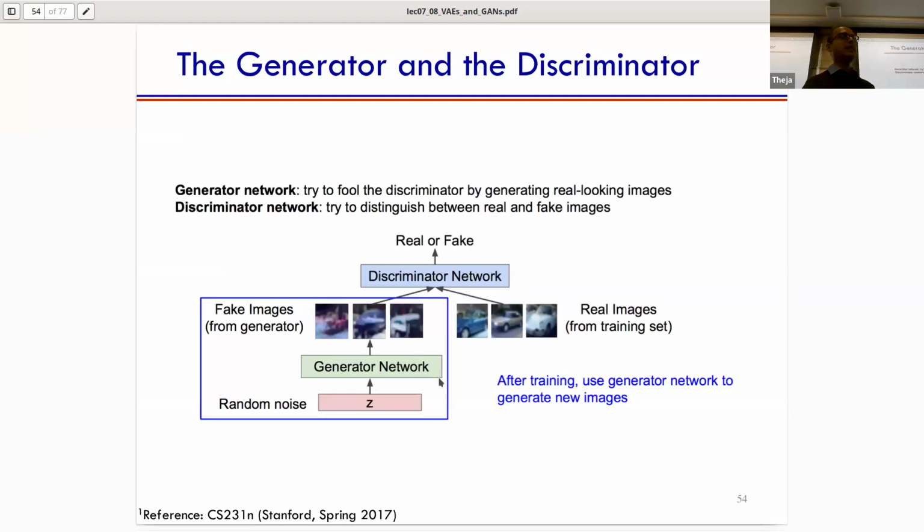Okay, so again, at a high level, the generator network is trying to fool the discriminator by generating real looking images. And the discriminator is trying to distinguish between real and non-real images. That's what the discriminator network is doing. Things generated by the generator network, I want to make output 0 or not real, and things which are in my data set, I want to say they are real.